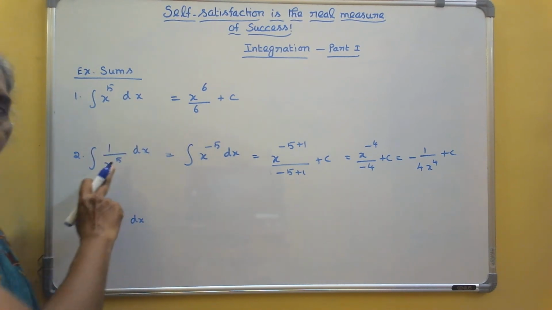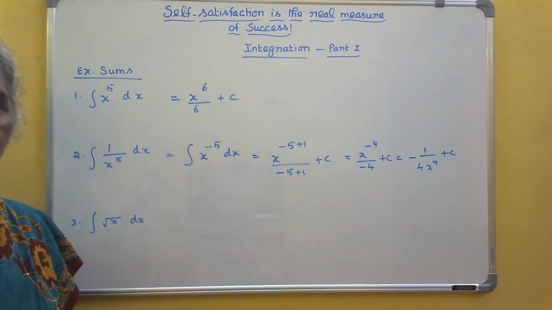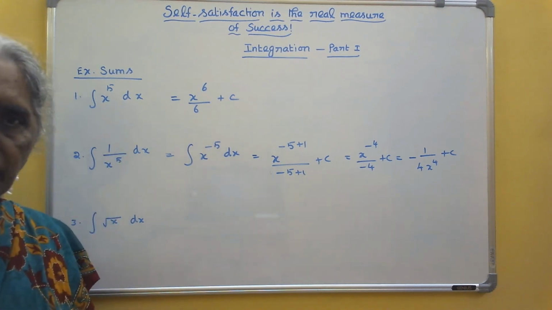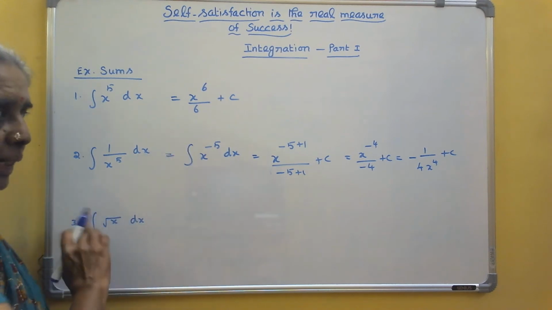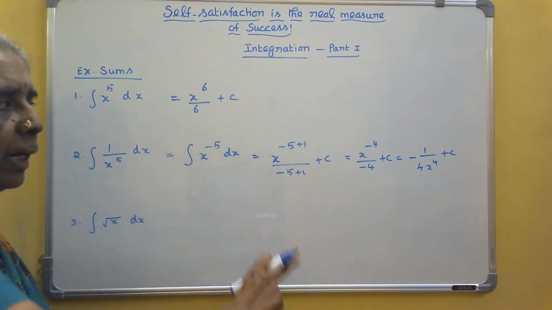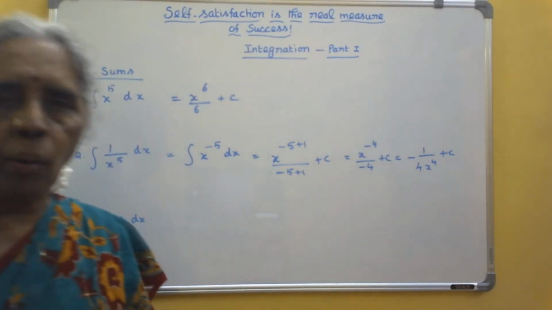The second one, what did we do? Whatever is in the denominator in the form of x power n, we took it to the numerator so that the exponent became minus, and then we used the same formula, then we wrote it in the proper format.